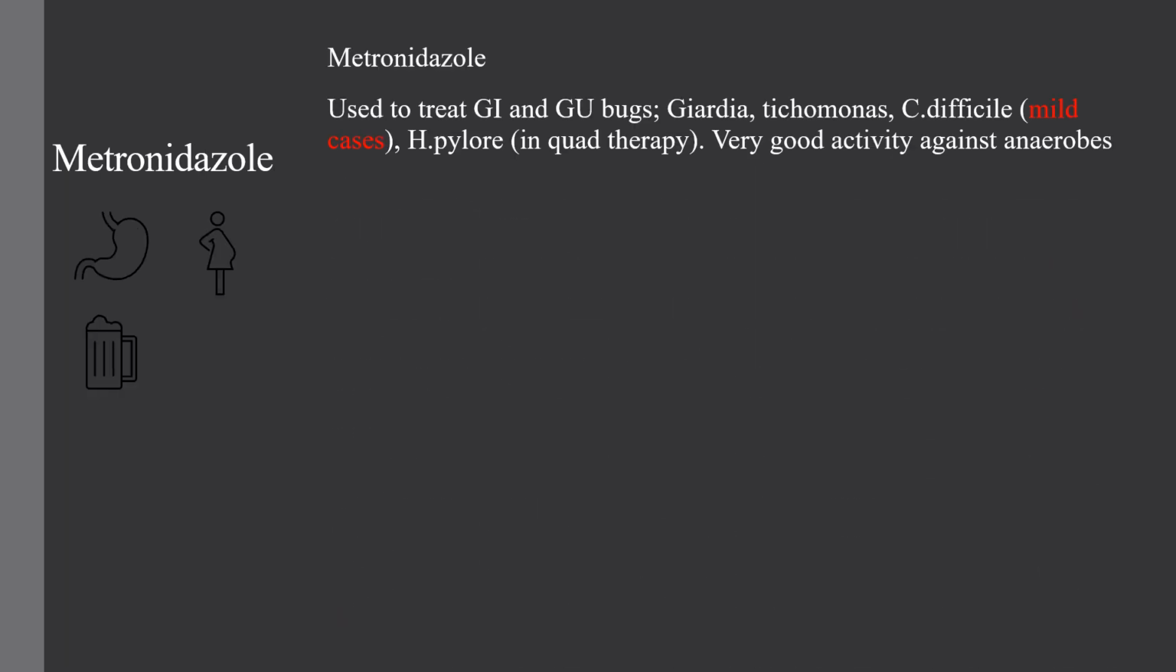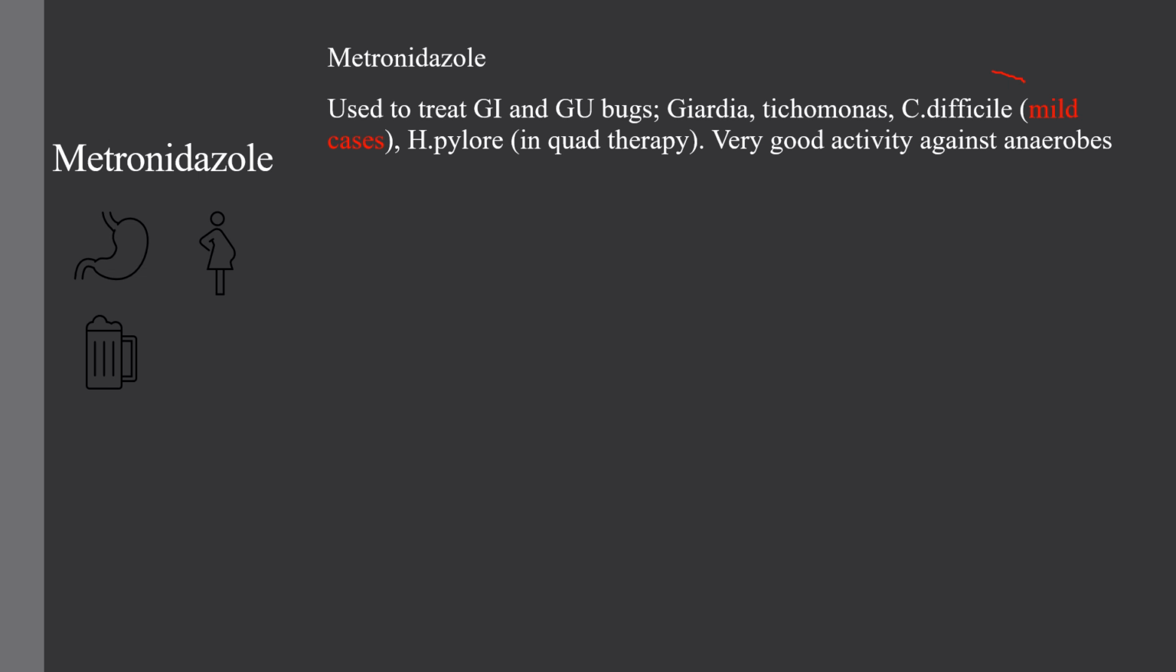Okay, so we've got metronidazole. This one's usually used to treat GI and GU bugs, such as Giardia, Trichomonas, C. difficile, and I just wanted to add that you only pretty much use it in mild cases for C. difficile, not moderate to severe. That one's more reserved for fidaxomicin and vancomycin.